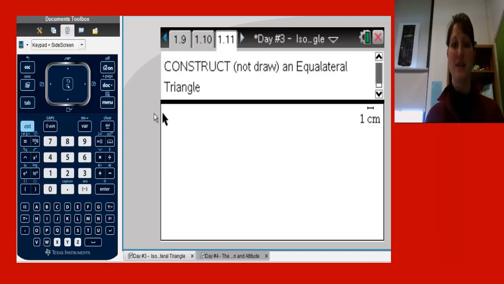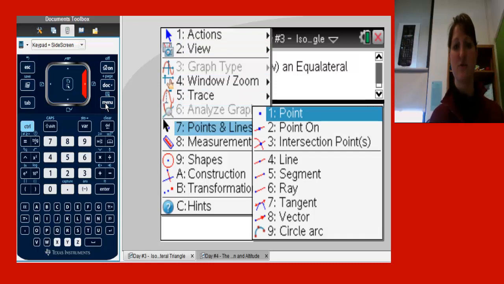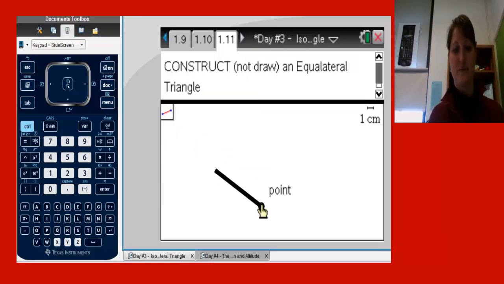Now, last thing that I want to do for today is construct an equilateral triangle. Again, we did this back on day 1, but I just want to make sure that you know how to do it because the construction piece is kind of a big deal. So, first thing you want to do is start off with a segment. And your segment can be anywhere.